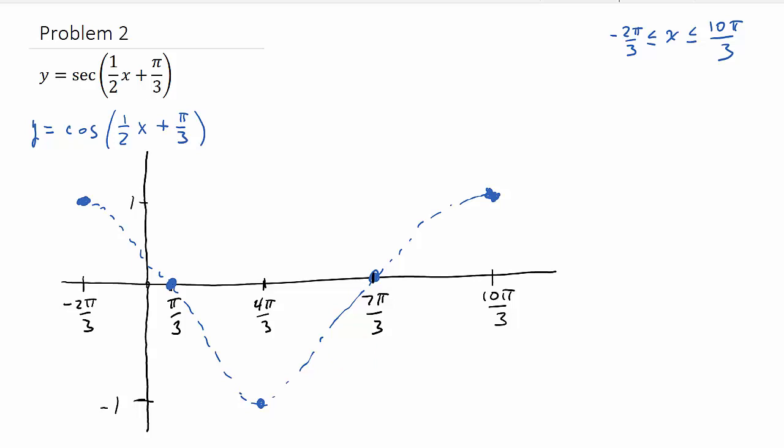All right, so now we need to draw in our vertical asymptotes. Our vertical asymptotes, that's where secant is undefined. Well, we know that secant x is 1 over cosine x. So whenever cosine is 0, that gives me 1 over 0. Secant is undefined. Well, I can see that cosine is 0 at pi over 3 and 7 pi over 3 in this case. So there's my vertical asymptotes.